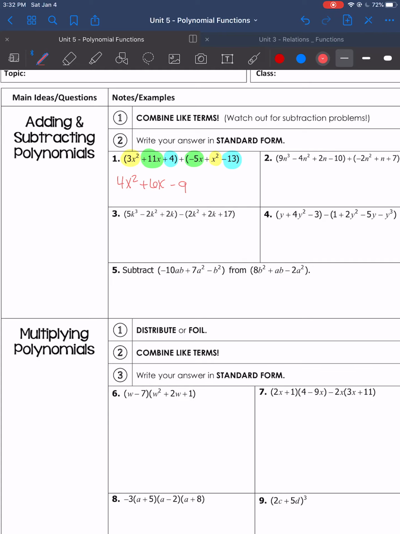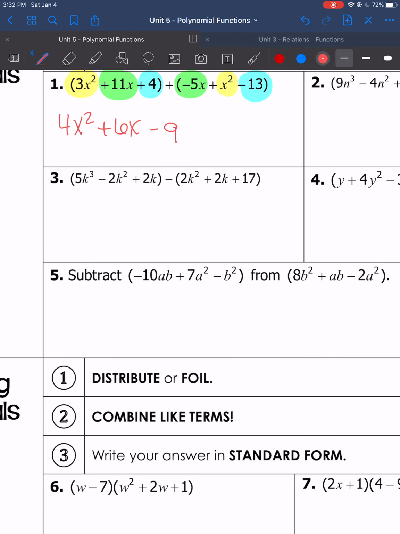Three. So this one's a little different because we are subtracting. So we have 5k cubed minus 2k squared plus 2k minus 2k squared plus 2k. Just kidding. I didn't even distribute correctly. So subtract 2k minus 17. So let's pull out our handy dandy highlighters. If you want, you don't have to. I will, just for the sake of my sanity.